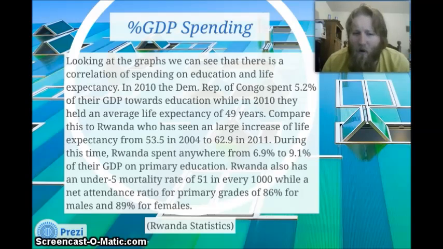I think it's interesting to point out that their spending has fluctuated, and it hasn't necessarily been constant. And I think that shows their government's concern and that they really are paying attention to where this money is going and making changes as needed. They also have an under 5 mortality rate of 51 in every 1,000, and that's according to UNICEF. And also, according to UNICEF, their net attendance ratio for primary grades is 86% for males and 89% for females.